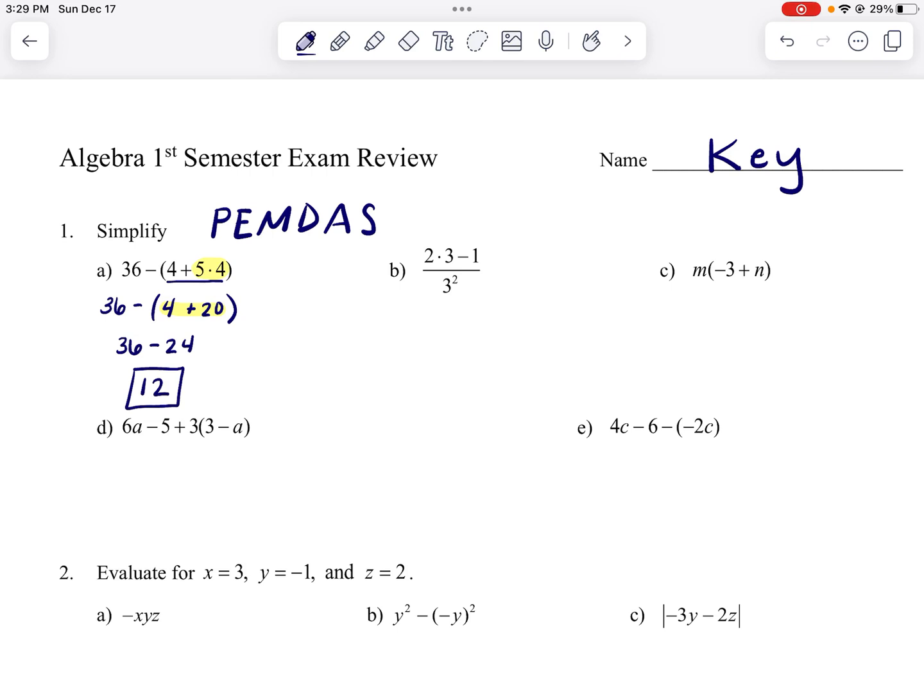Looking at the next one, you want to simplify the numerator and the denominator, and then go from there. So I'm going to start with the denominator. 3 squared is 9. And I'm also going to do a step on the numerator first as well. So 2 times 3 is 6. So I'm just going to rewrite this. 6 minus 1 all over 9. And simplifying the numerator again, 6 minus 1 is 5 over 9.